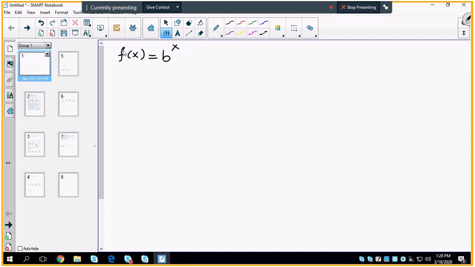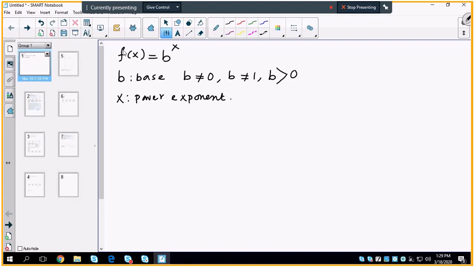There are some restrictions. For example, b, which is also called the base of the function, cannot be 0. It cannot be 1. And it has to be strictly positive. So no negative number, no 0, no 1 for the base. x, which is the power, is going to be called the exponent of the function. Hence the name exponential functions.